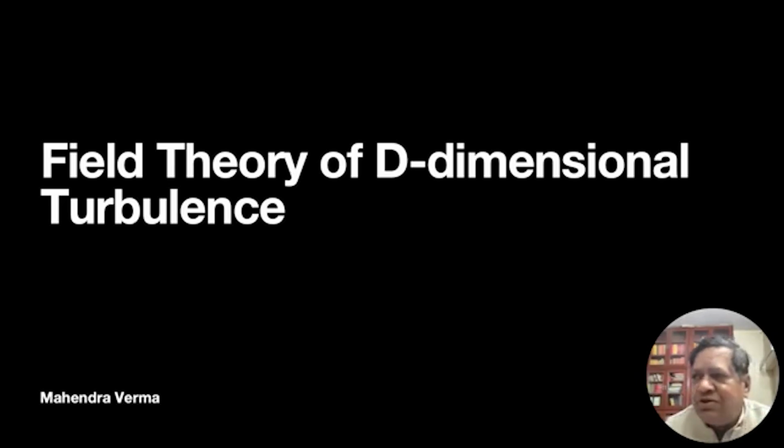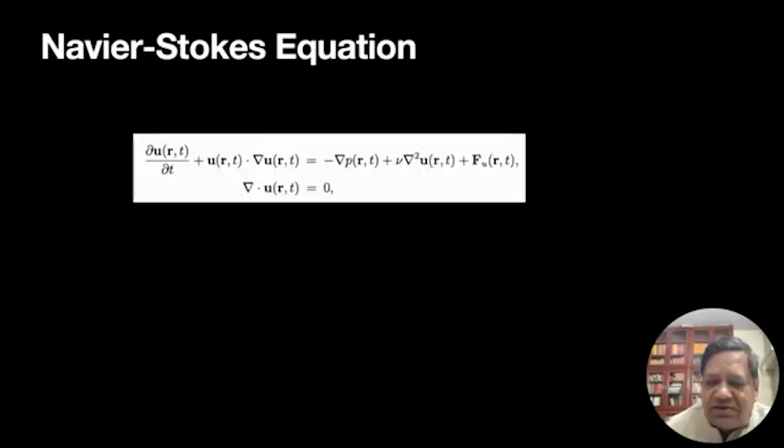We will try to show that for d greater than 6, Kolmogorov theory appears to break down, and we will probably have equilibrium theory for d greater than 6. So let's start.